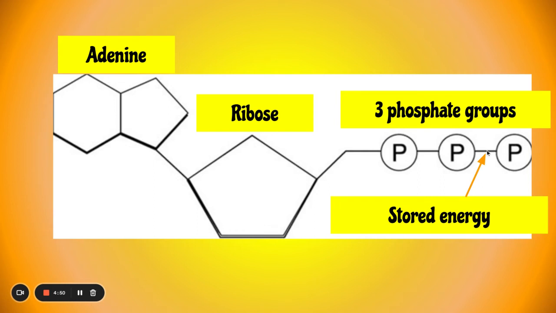Now, when you break this bond to release the energy, the molecule is no longer ATP, it's then ADP, adenosine diphosphate. So some people consider this a cycle of going from ADP to ATP and back again.